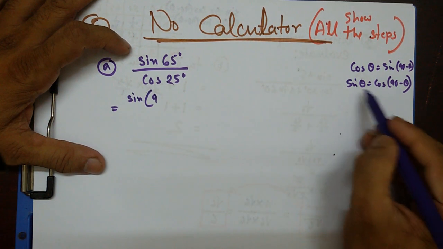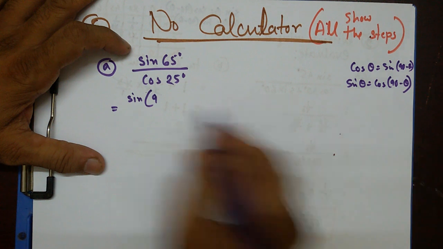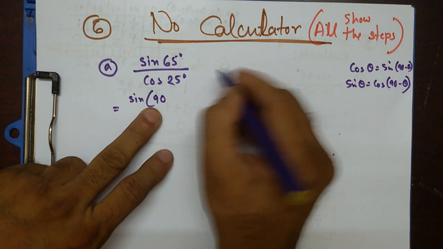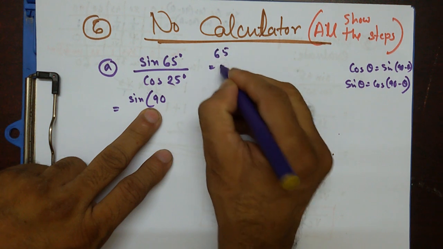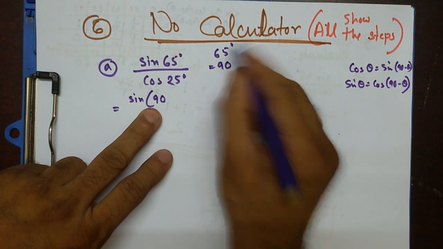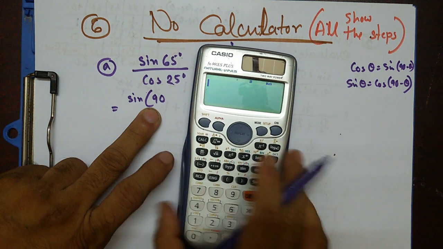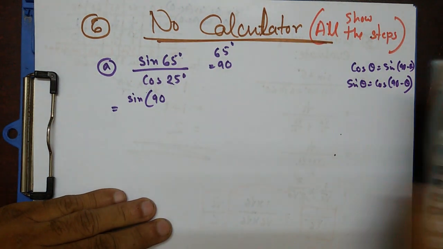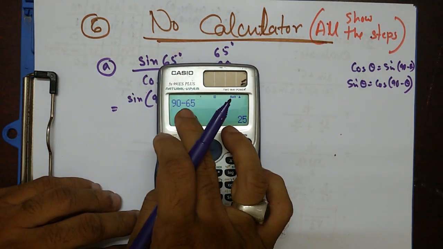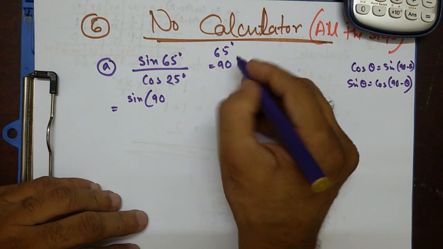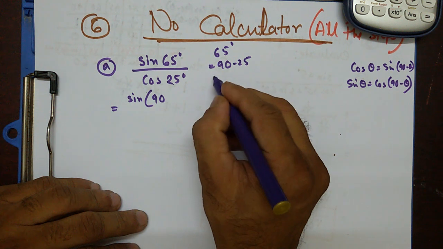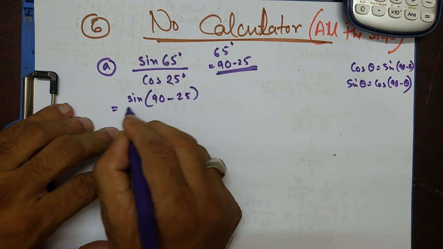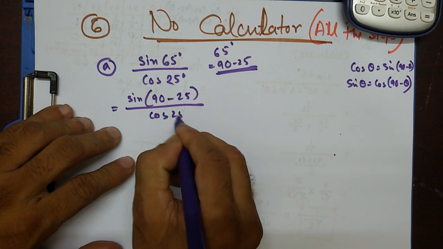So sine, I'm going to use this formula. Sine 90 minus theta. Now 90 minus what makes 65? Now 65 I'm going to rewrite like this. 90 minus something is going to give me 65. I can use the calculator, or there are other ways to do that. 90 minus 65, that's going to be 25. You can see that 90 minus 65 is 25. So you can write down 90 minus 25. Okay, that's 65. So 90 minus 25, and over here cos 25.